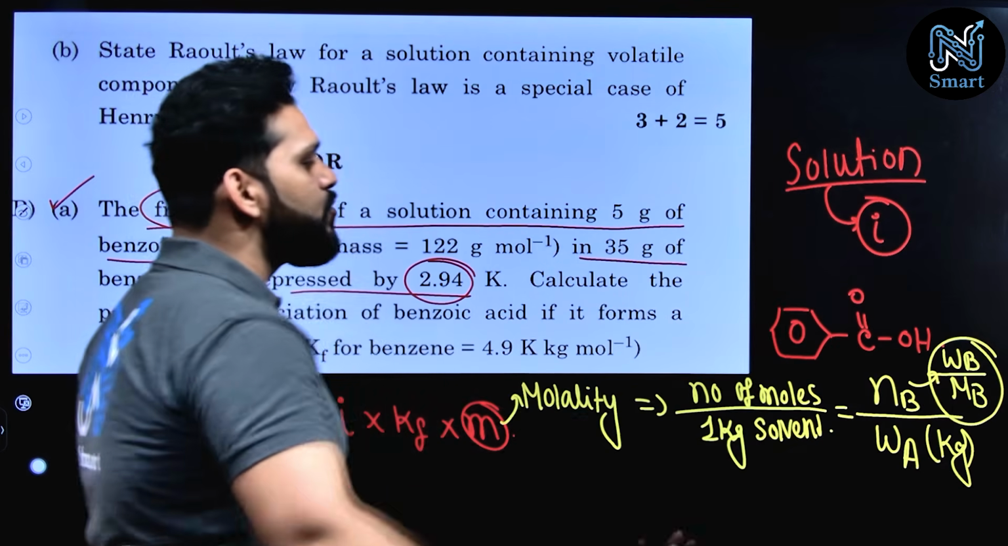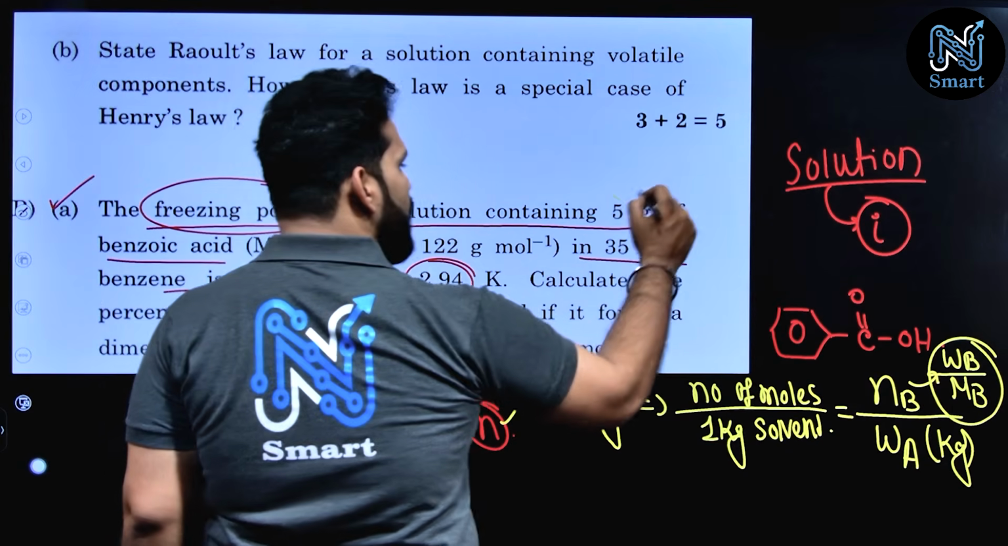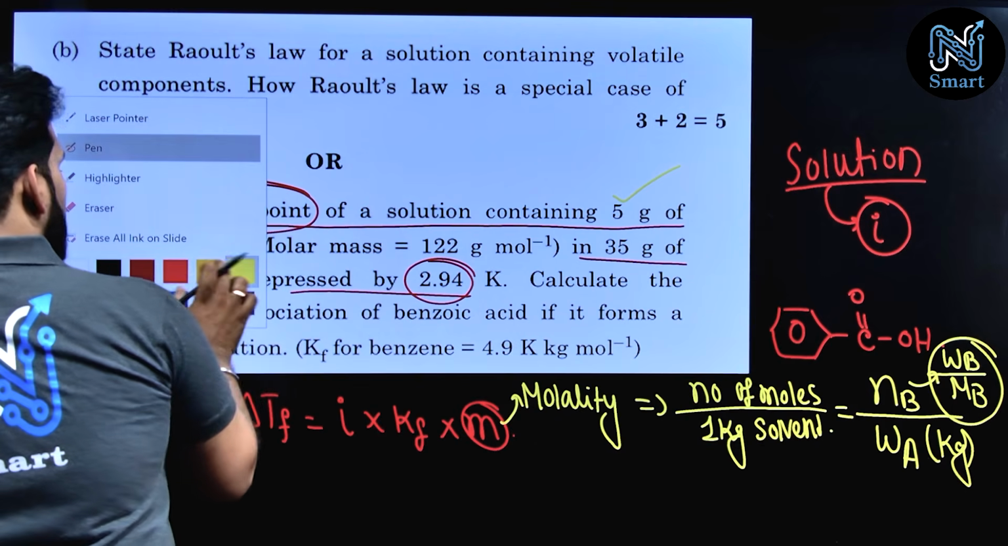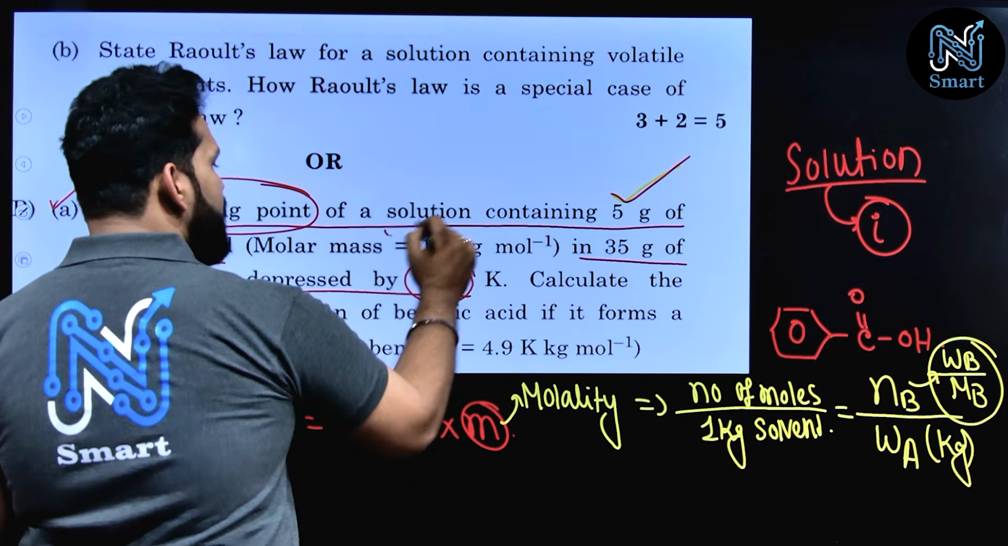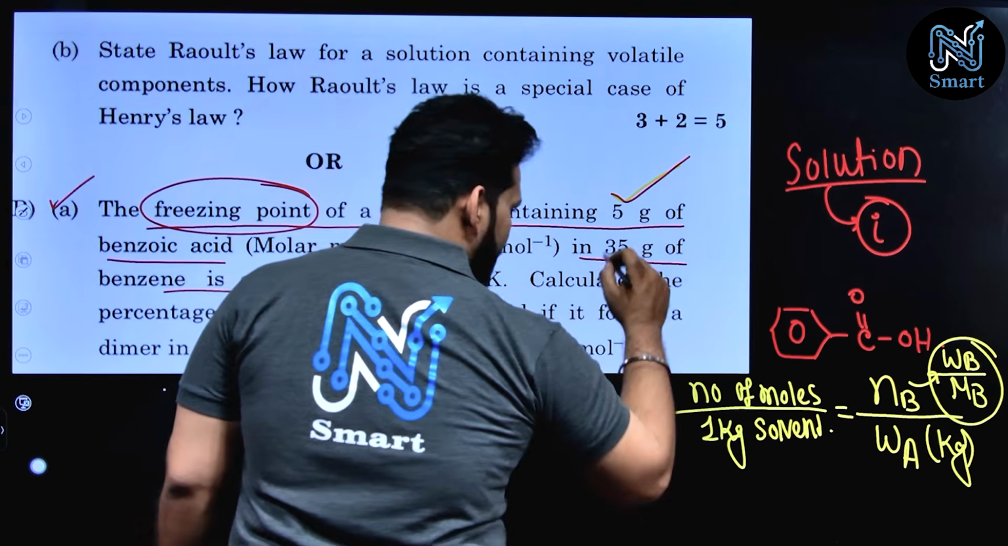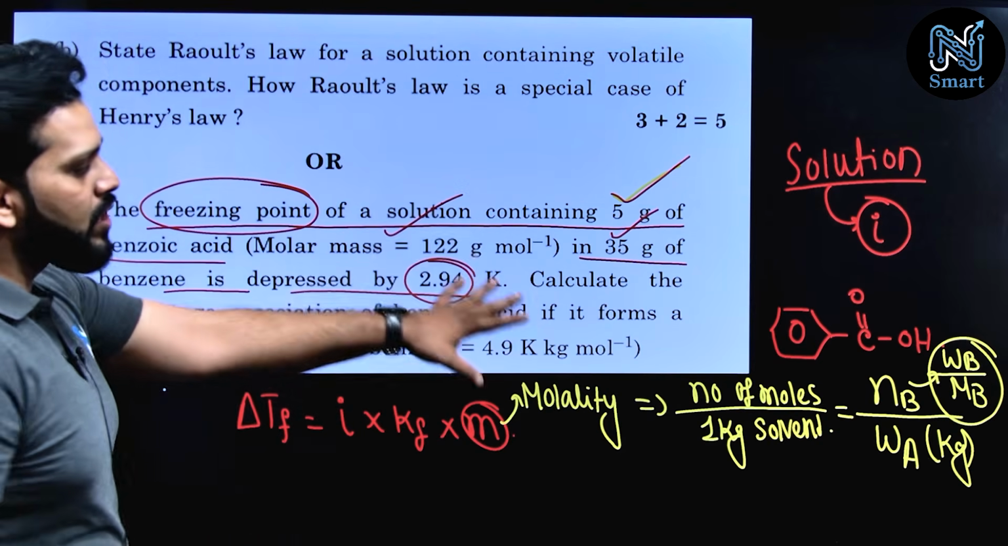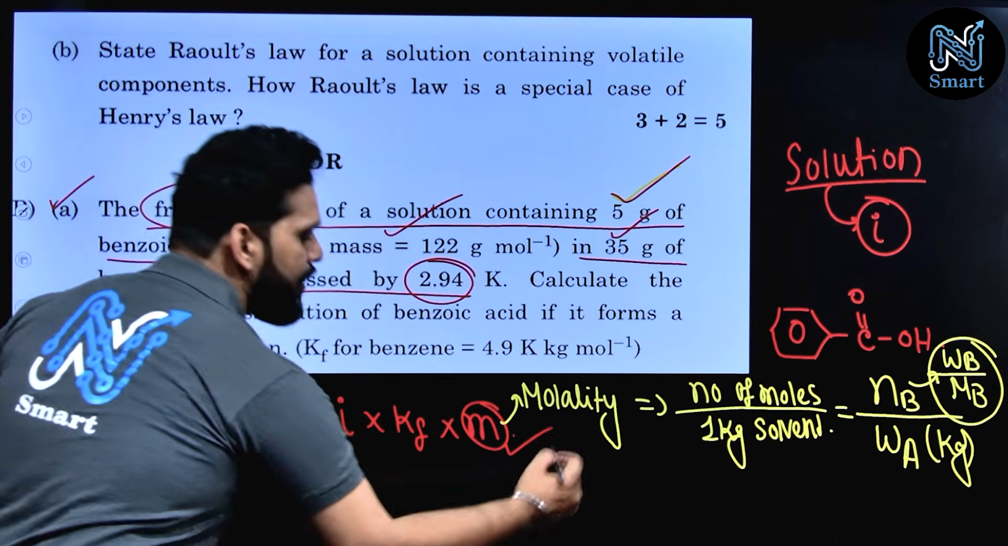Now see, all the values are given to you. Mass of solute is given to you. WB is given to you. MB is given to you. WA is also given to you. So all the values are given to you. So you can easily find out the molality from here. Yes or no?